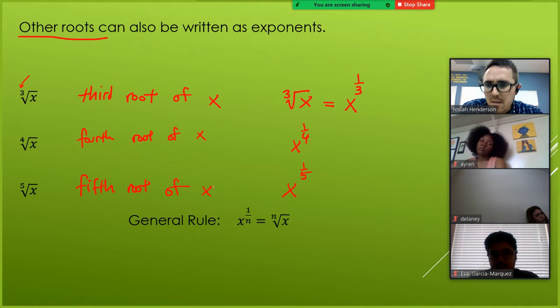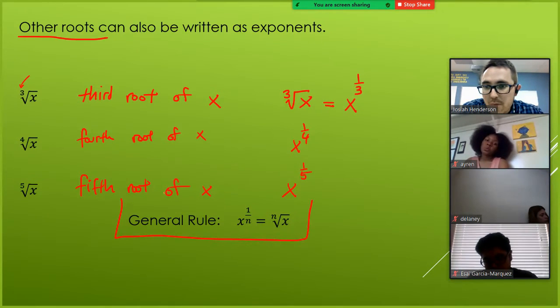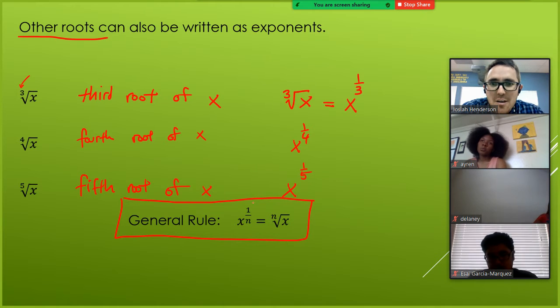Okay, this is important. I'm going to box this. So here's our general rule. I'm bumping it up a notch from earlier. X to the 1 over n power, no matter what that n is equal to, is the nth root of x. So remember, x and n could be anything. They could be numbers, they could be other variables, but this is what it means.